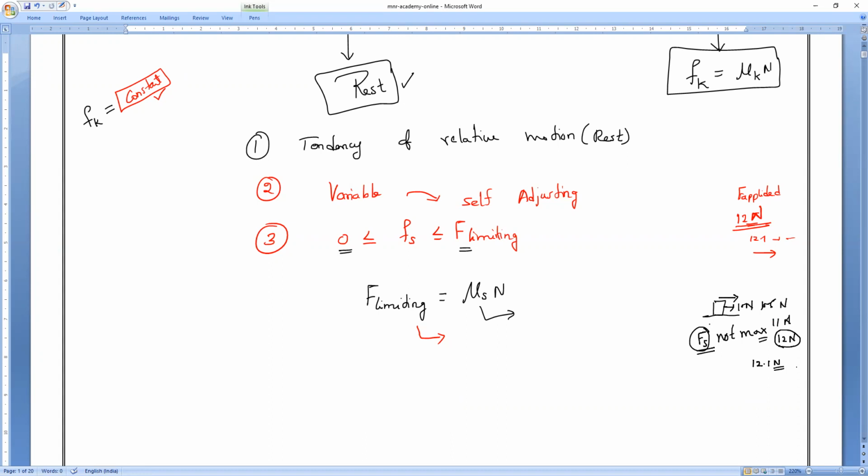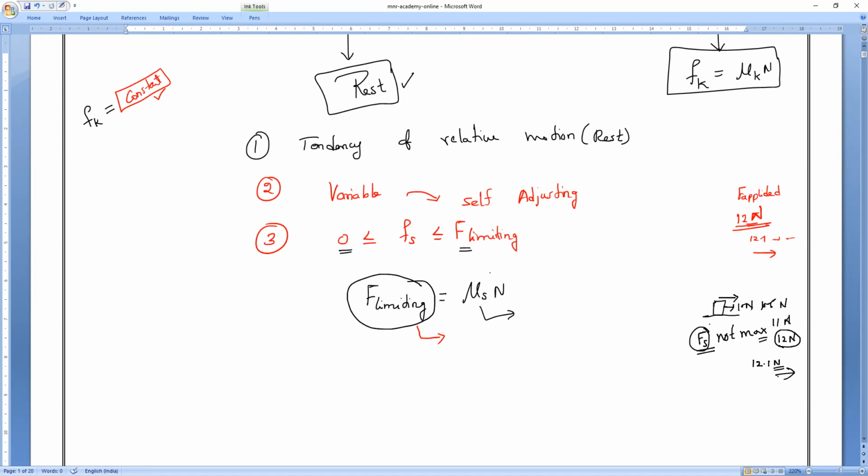Next step, immediately it will start moving forward. That is the friction we used to call limiting friction. Understand, brothers? Clear? The friction possessed by the body when it is ready to move, the maximum friction exerted by the body when it is ready to move, is what you should call limiting friction.